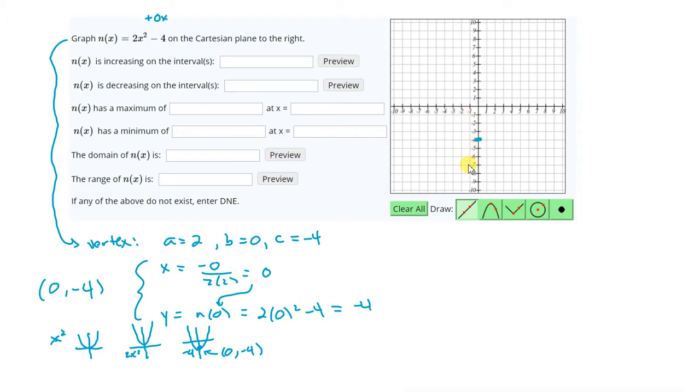Now, is the parabola opening upwards or downwards? Well, remember, the x squared term basically controls the behavior because it's the biggest power. And if there's a positive in the front, we go up. If there's a negative, we go down. So obviously we're going up.